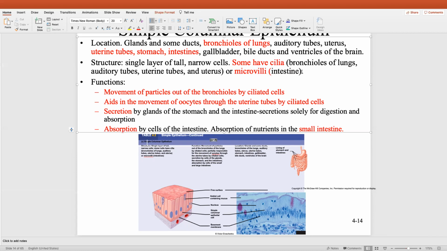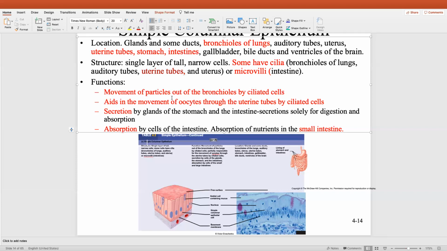Of course, where do we see it? You'll see it in the cells of the intestines. Cilia is going to move something. It can move phlegm, it can move sputum in the bronchioles of the lung. Or it can move an ovulated oocyte when we find it in the fallopian tubes or uterine tubes.